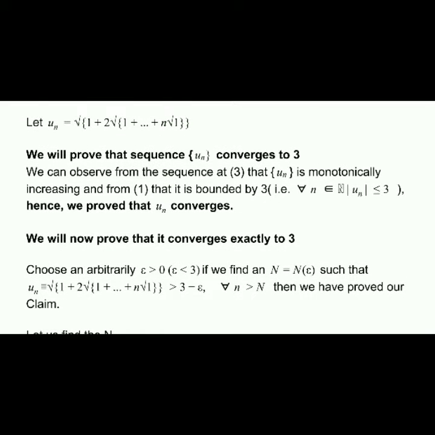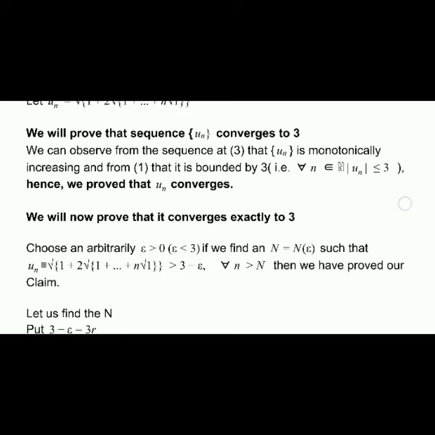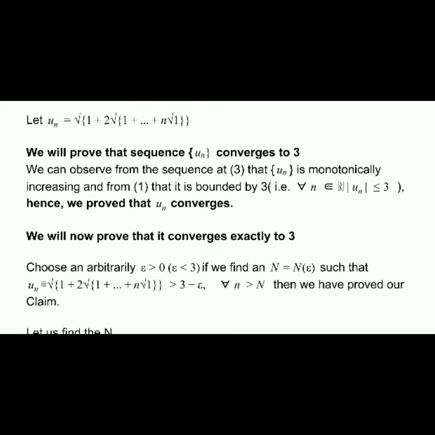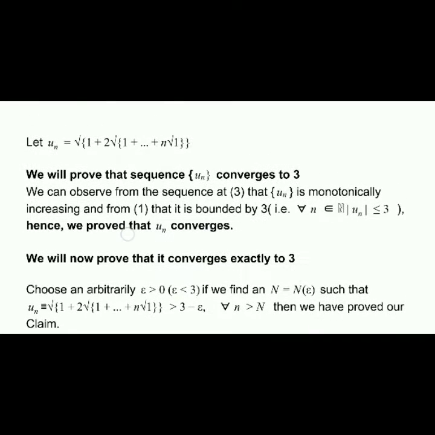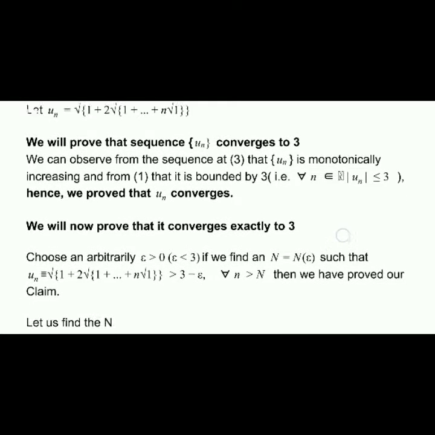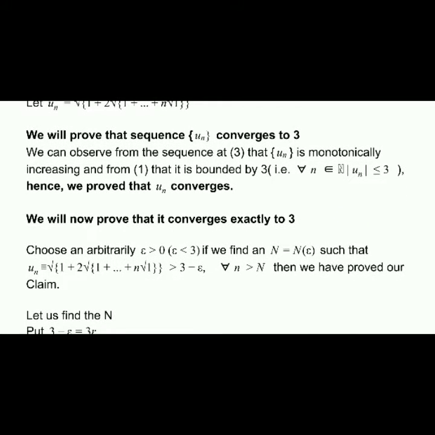So we proved that un is monotonically increasing and bounded, and we know that monotonically increasing bounded sequences converge. So we prove that un converges. Now we have to prove that the limit is 3. What will we do to prove that the limit is 3?